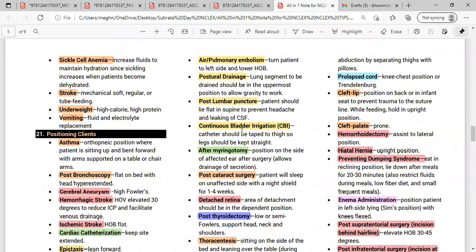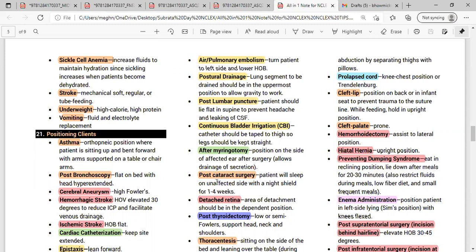Continuous bladder irrigation: the catheter should be taped to the thigh, so legs should be kept straight. Very important. And after myringotomy, position of the site of the affected ear after surgery. The affected ear position should be the side.